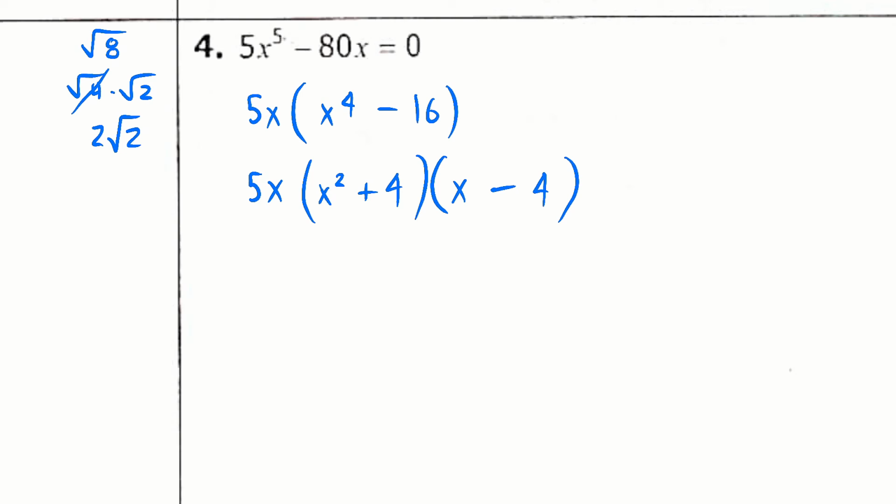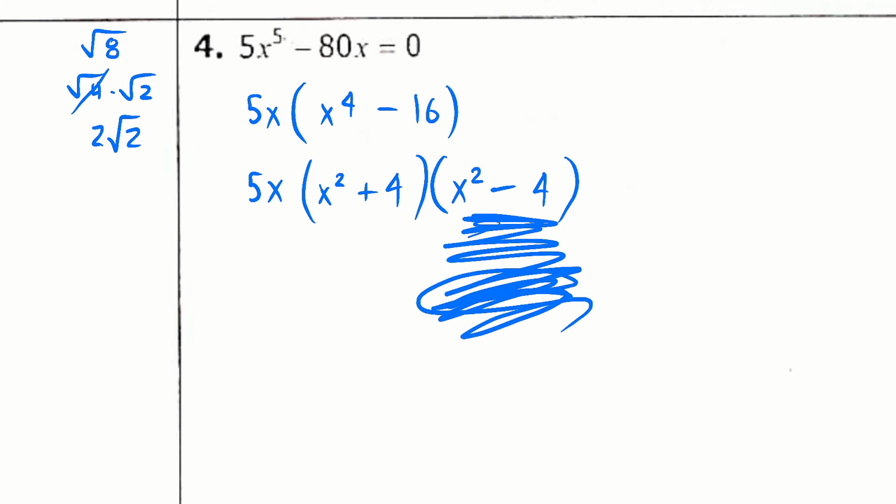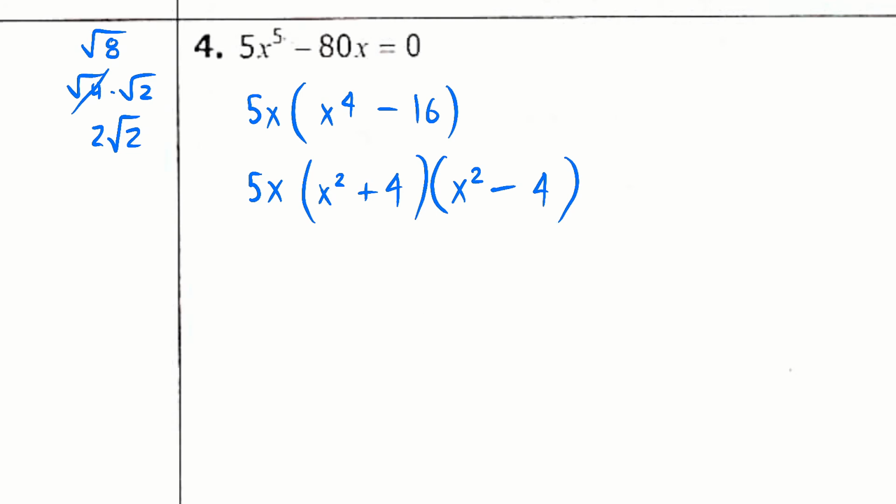So let's set all of my factors now equal to 0 and solve. Now, that was supposed to be squared. Sorry about that. Some people might look at this right here and say, hey, that's difference of squares, let's factor it further. You don't have to. If you get your factors down to x squared, you can solve it from there. So here's how we do it. 5x equals 0. x squared plus 4 equals 0. And x squared minus 4 equals 0. This I'm going to divide by 5, so x will equal 0. There's one of my answers.